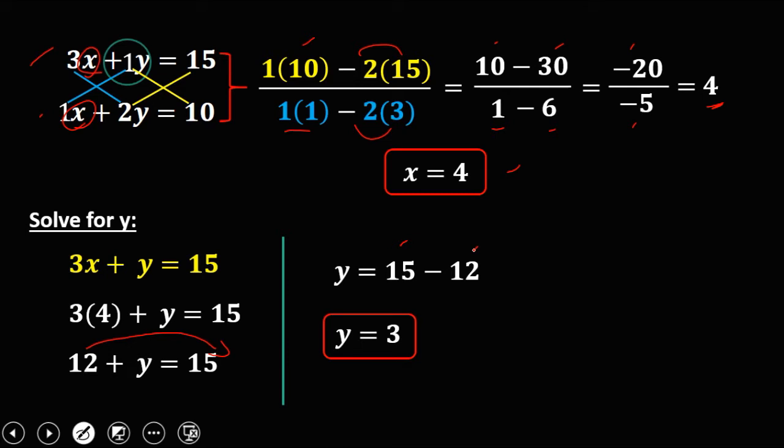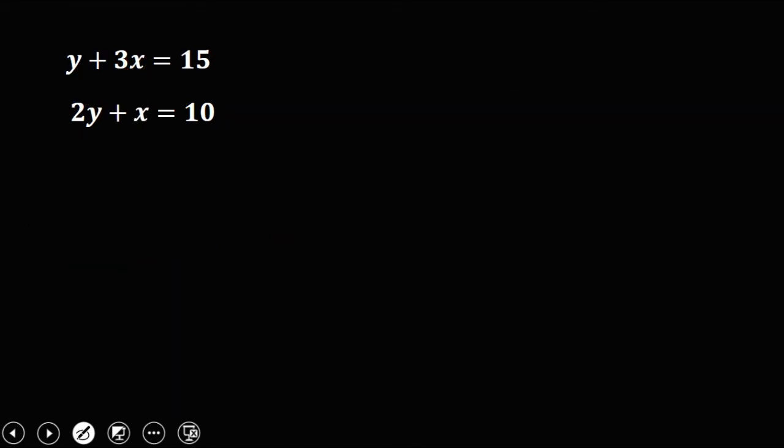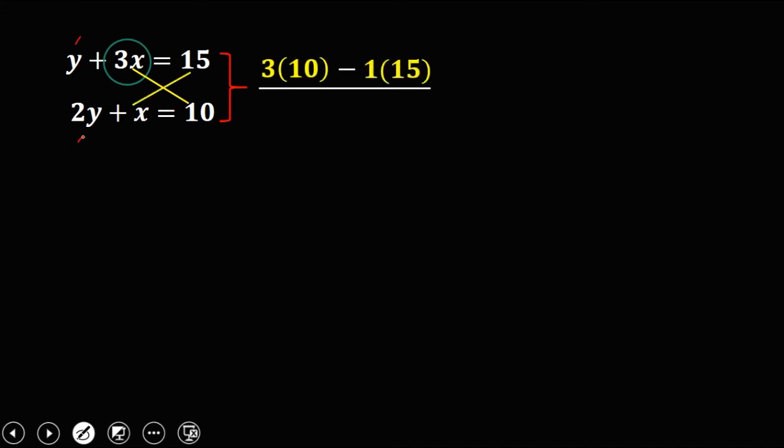Now, what if you want to solve first for the value of y? If you want to solve first the value of y, then you need to rewrite the given. So put y on the first term, this one, y. Then the same process, apply crisscross multiplication. Focus on this area, then multiply, so 3 times 10, minus this 1 times 15. Then for the denominator, 3 times 2, minus this 1 times 1.